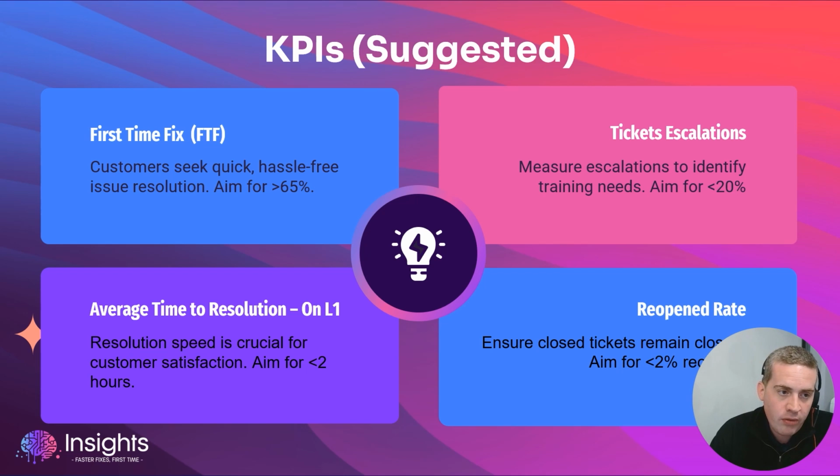The thing about KPIs is that if you start driving them, they're sometimes not driven in a healthy way. If you're driving for first time fix and engineers are closing tickets off, classic first time fix, but they're being reopened because they're not being fixed properly, measuring the reopen rate is quite important. So we aim for less than a 2% reopen rate on tickets.